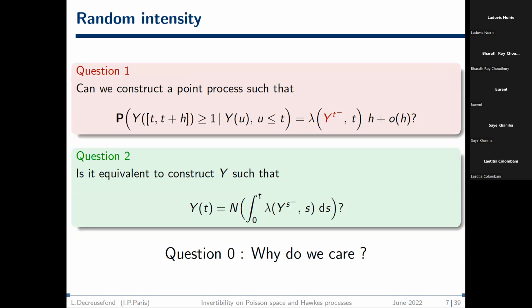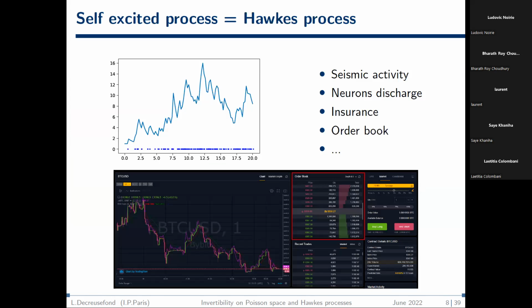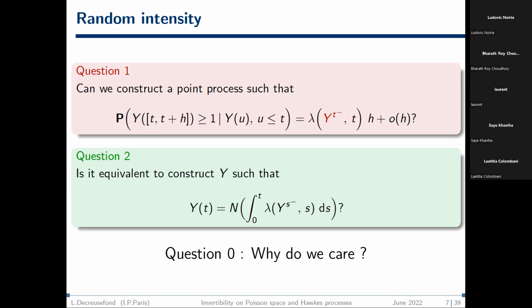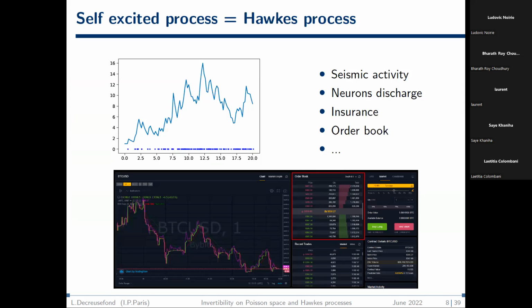And the question zero is, why do we care? Why do we want to construct such a process? The answer is that this is called a self-excited process, because the number of arrivals after time t depends on the process itself before time t. And the main example of a self-excited process we have is what is called the Hawkes process.